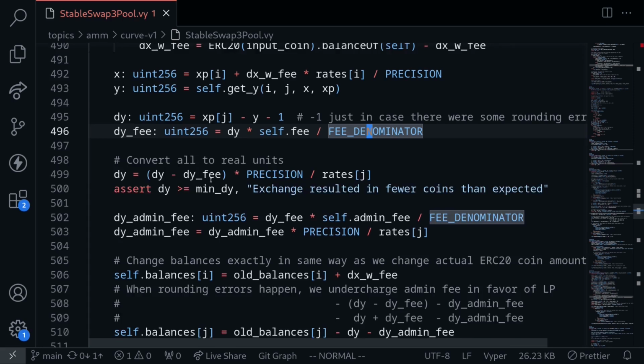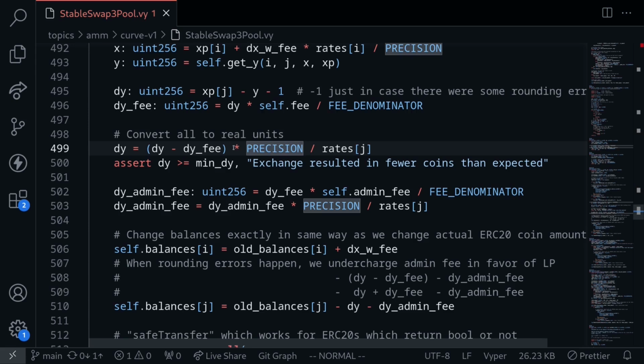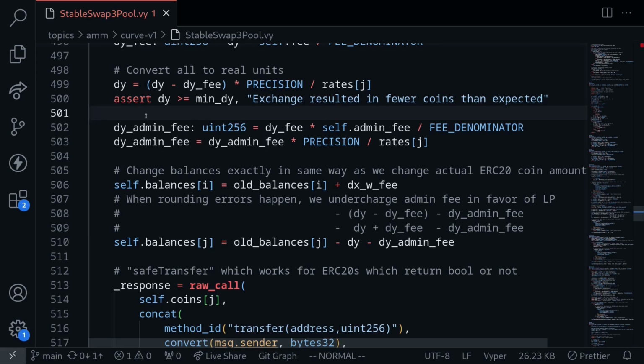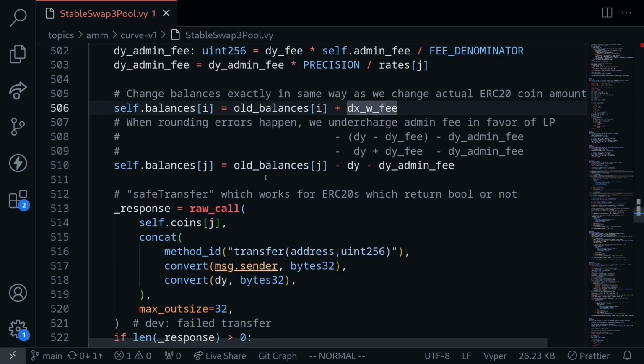Next, it converts the normalized balance into the actual balance by reversing the operations. To normalize a balance, we multiply the token balance by rates of j and then divide it by precisions. To convert this normalized balance back into the real balance, we will multiply by precision and then divide by the rates. After we convert this into the real balance, it checks that this dy is greater than or equal to min dy. Next, it calculates the admin fee. This admin fee is a fraction of the dy fee. And then the last part of the code is to update the token balances. The balance of token in will be the old balance plus the amount that came in. And the balance of token out will be the old balance minus dy minus dy admin fee.